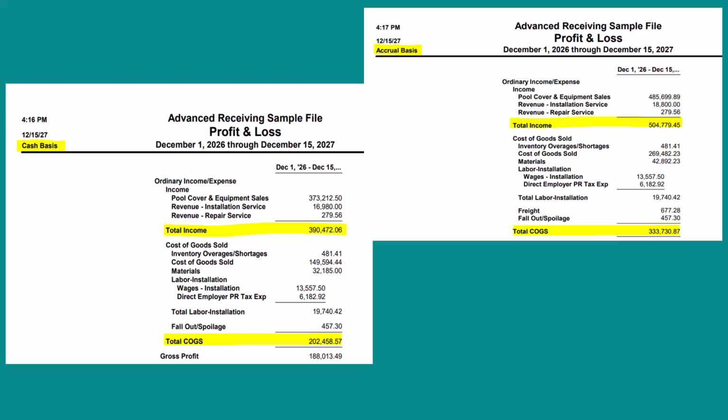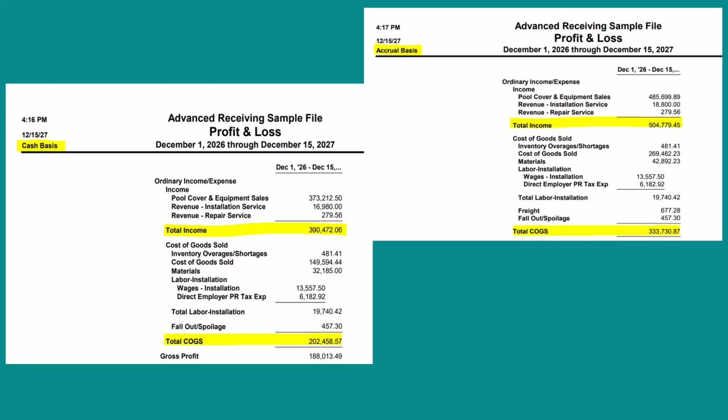So on the cash basis, for instance, our total income for that month is $390,472.06. But if you look at accrual, we actually invoiced for $504,779. Big difference. You look at our COGS, it's going to be the same, right? Because the expenses for that, meaning whatever inventory we sold in this case, won't hit until the payment. So it does reflect in a completely different way.